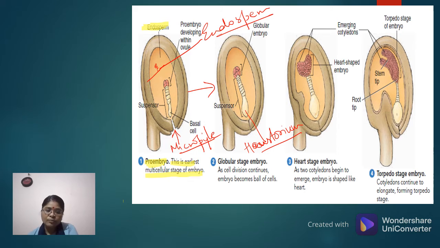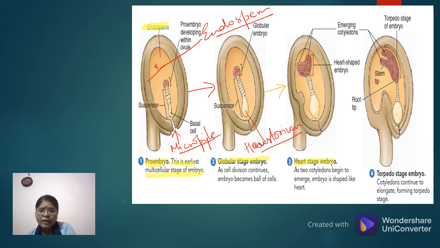After this comes your globular stage, which is the next stage. In this you will find that more division has taken place, and it has taken the form of a ball of cells, which is called the globular stage. Then comes the stage called the heart shaped stage. Just look at it, it is forming a heart shape like structure.